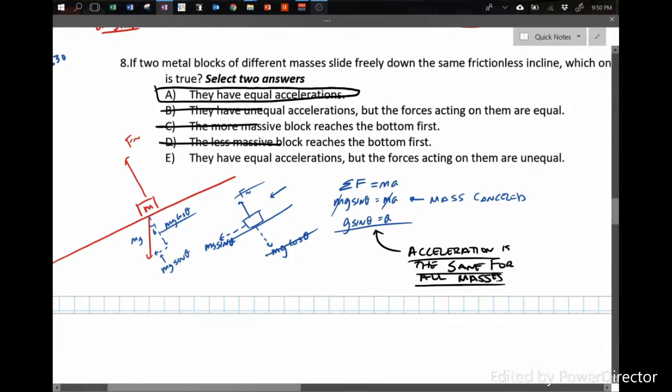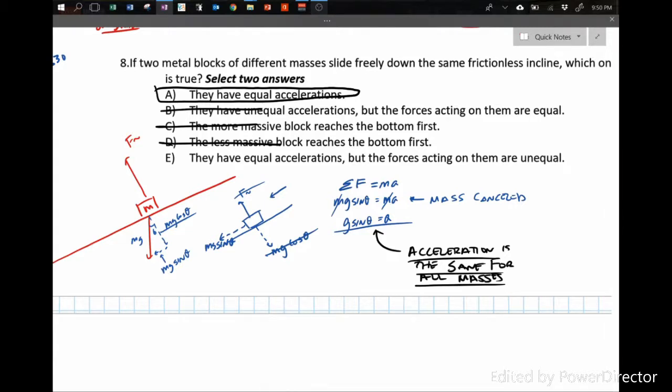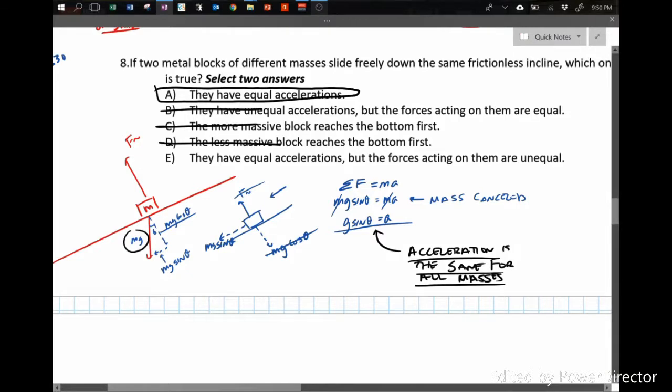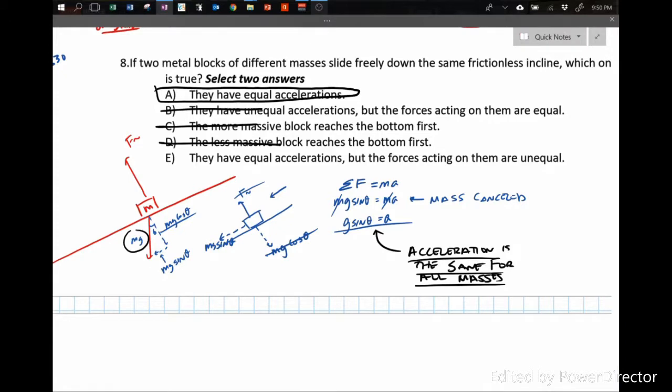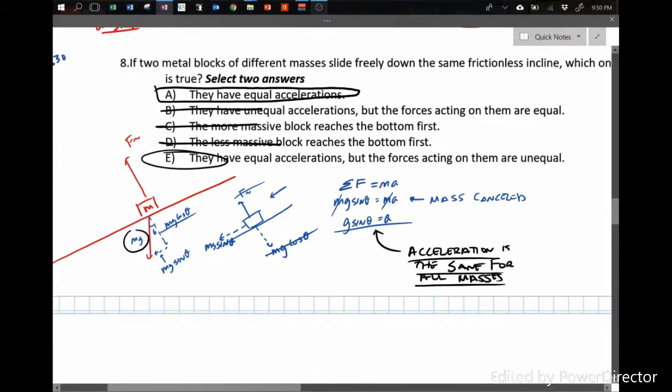Then we have this last one. This says they have equal accelerations. That's true, but the forces acting on them are unequal. That is absolutely true. If we look at that, the weight depends on the mass. The object with the bigger mass is going to have more weight. That means they have unequal forces acting on them. For this multi-select, A and E are both true.